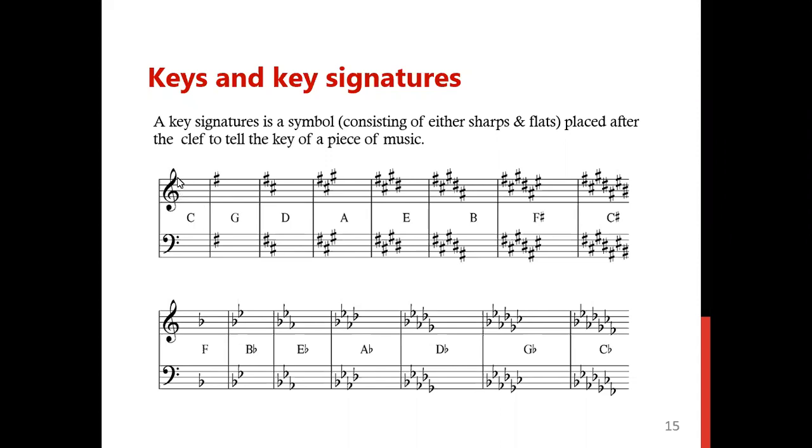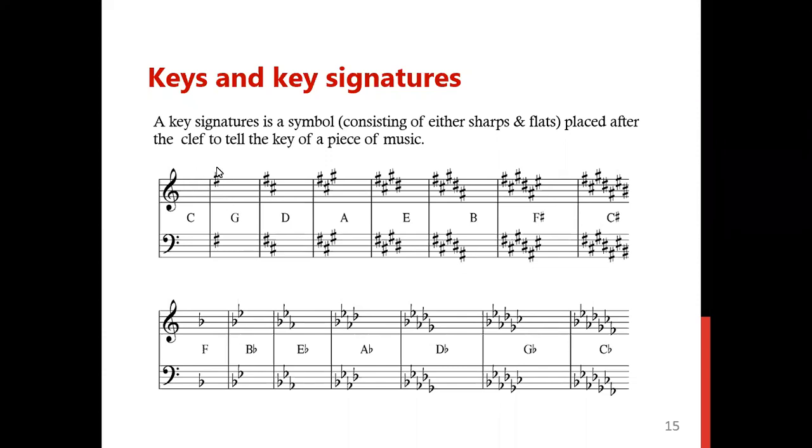All right, so looking at sharps now, if you don't have anything placed there, then you know that key is C. If there's no sharp sign at all put in front of your clef, that's C.